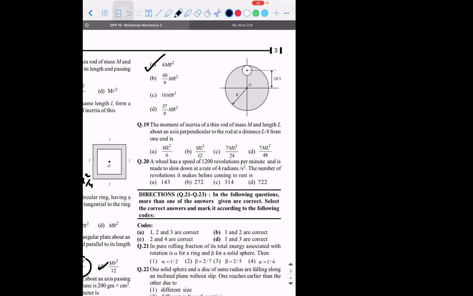I hope it is clear for everyone. Yes, sir. So we'll do 2 more problems and we'll wind up. I think the 2 problems are easy.